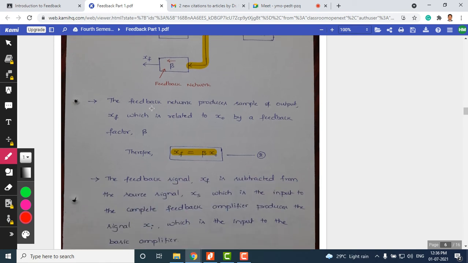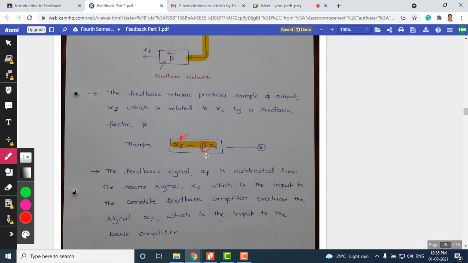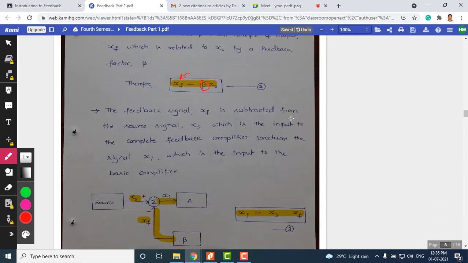Looking at the feedback structure, we are going to mix that with the input. So Xf is the feedback output signal, which is the feedback network gain beta multiplied by X naught, the output signal. So beta times the output X naught is extracted and fed back as the feedback signal Xf. The feedback signal Xf is subtracted from the source signal.